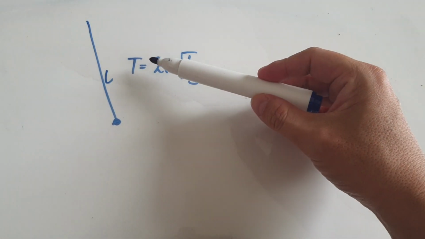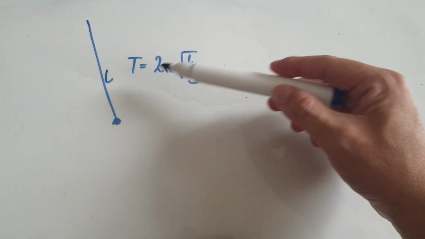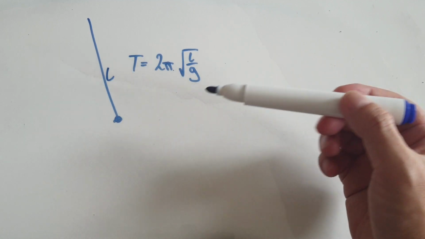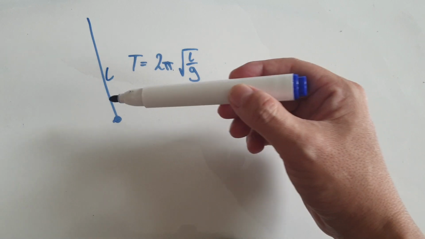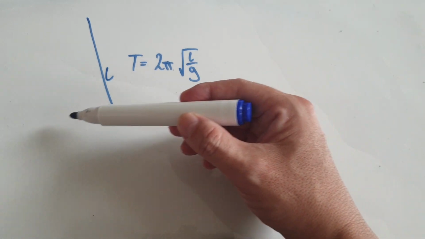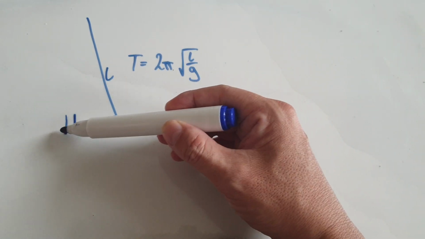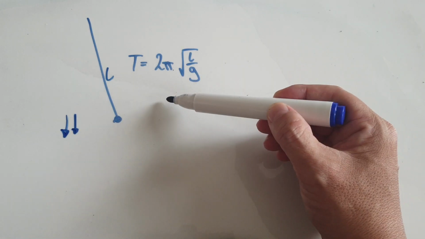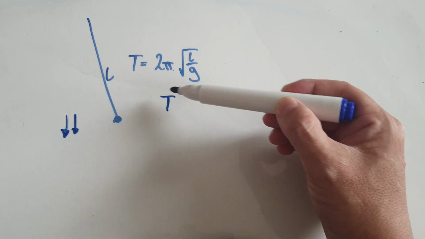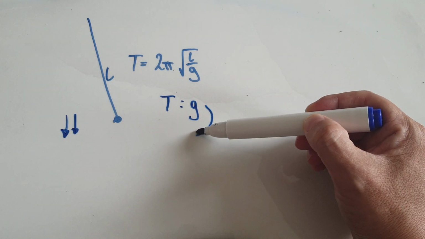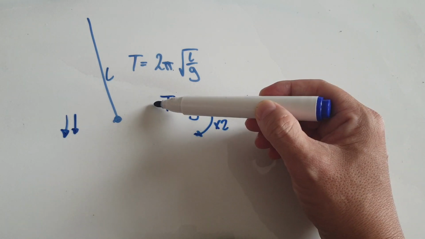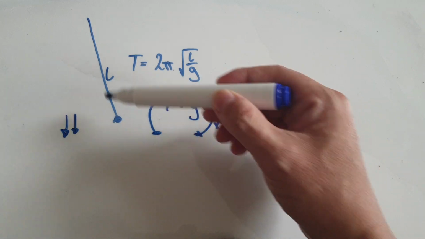So this is a formula for the time it takes to do one swing of a pendulum. So let's establish the relationship between the time it takes to do one swing and the strength of gravity. So what happens if I double the strength of gravity? I want to know the relationship between time it takes to do one swing and gravity. If I double the strength of gravity, what happens to the period of a pendulum?